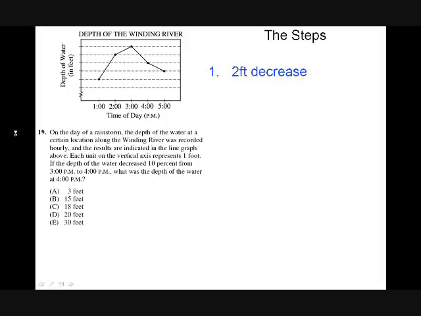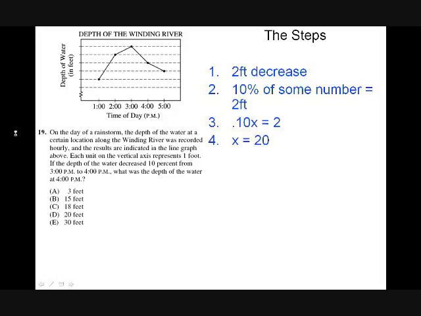All right. If we take a look at the graph, we know that from 3 p.m. to 4 p.m., there was a 2-foot decrease. So that 2-foot decrease is 10% of some number. So 10% of some number is equal to 2 feet, as I show in step 2. So I'm going to set that expression up as an equation, and 10% in decimal form is 0.10. We're going to call that some number x, and that's equal to this 2-foot decrease. So 0.10x is equal to 2. We want to isolate x, so we divide both sides by 0.10, and we get x equals 20.